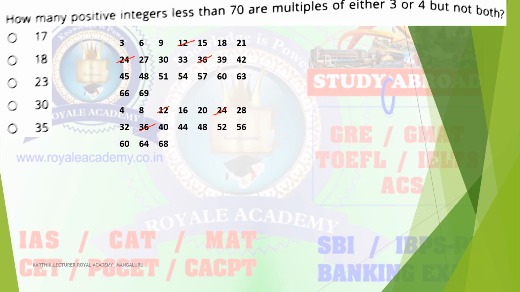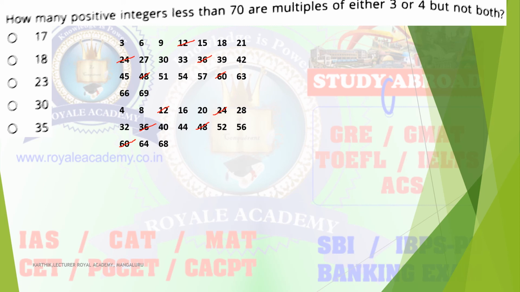Next, 48 is coming here also, 48 coming in 3 also. Next, 60 is coming here also, 60 is coming here also. Next, after this procedure, just count how many integers there are.